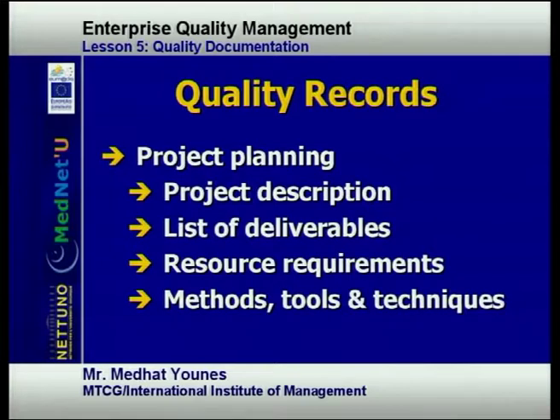Another very important quality record that usually gets audited is the project management documents. And the list of records that usually auditors look for include project description, an overview and life cycle description, list of customer deliverables, plans for configuration management and quality plan preparation, resource requirement, methods, tools, and techniques that shall be used to implement the project.